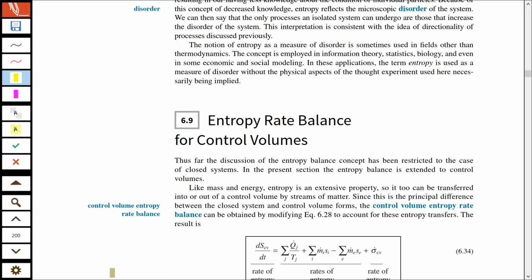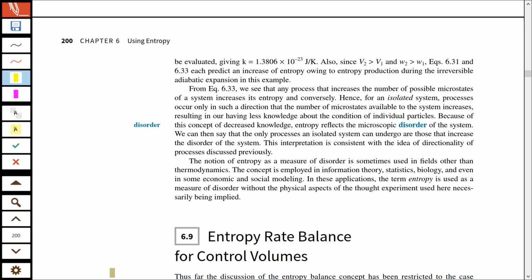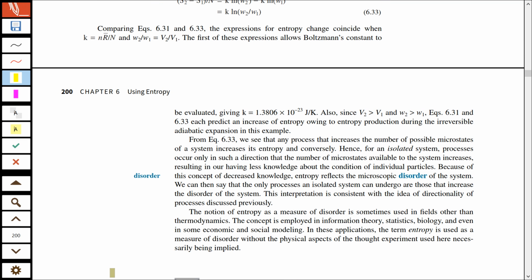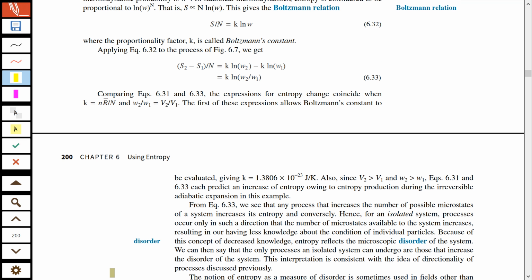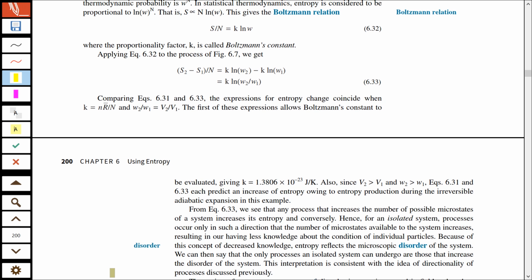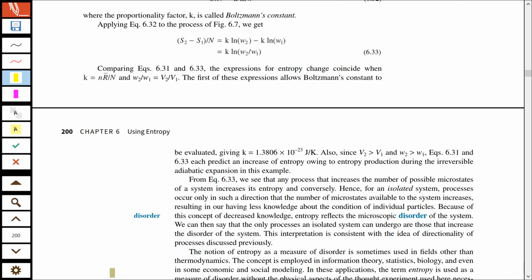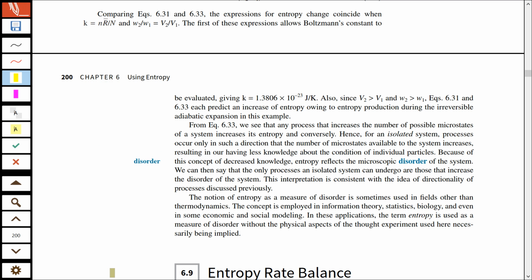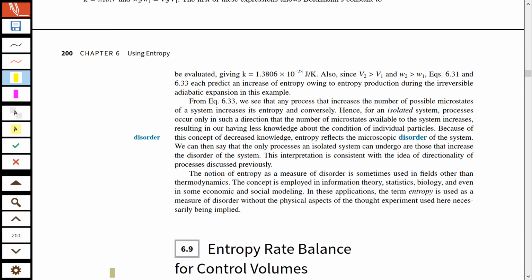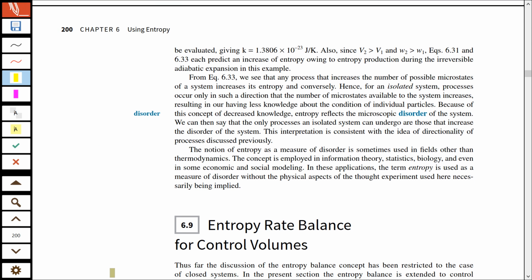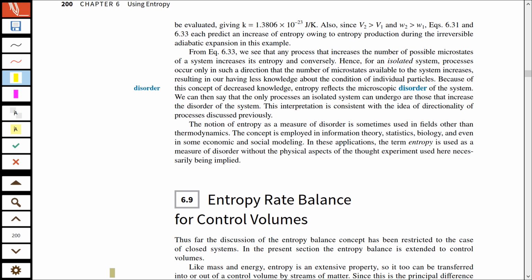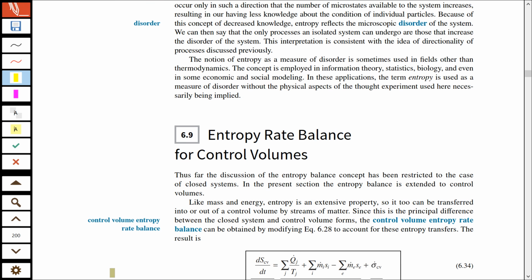So our last point in the previous lecture was this statistical interpretation of entropy, and I think we had discussed that in enough detail. I mean, there are many things which can be said about this, but I don't think that's the focus of this course.